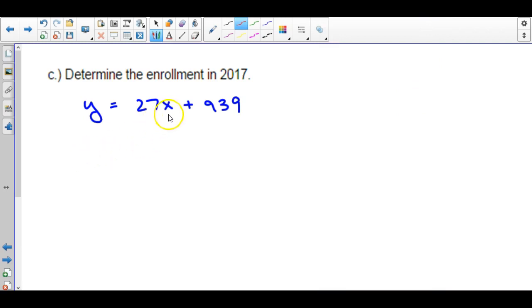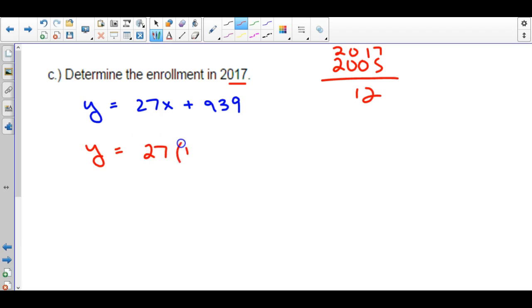So first big mistake would be if I threw 2017 in for my x value, because what that would represent is 2017 years past 2005, and that's not what we want to do. 2017 is a time value, but we want to know how many years since 2005 that is. So what I'm going to be doing is taking 2017 minus 2005, and it tells me that we are going to make an approximation for the enrollment 12 years later. So I'm going to go to y equals 27 times 12 plus 939.